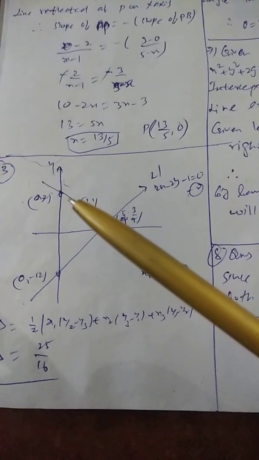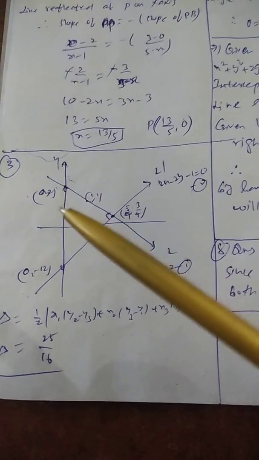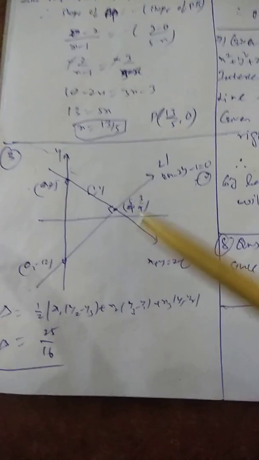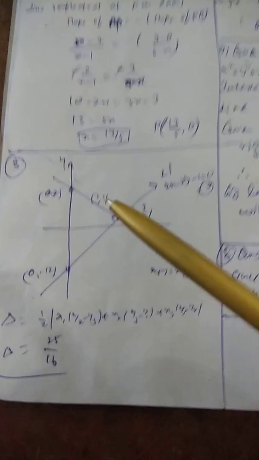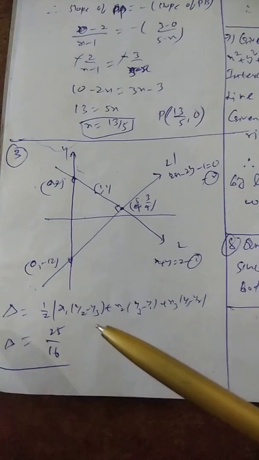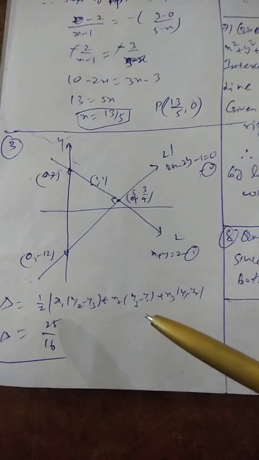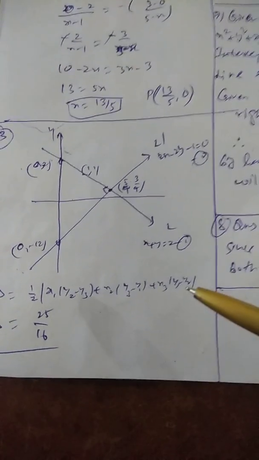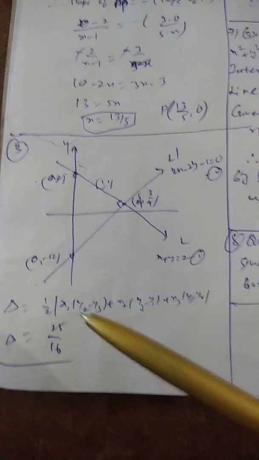Now, the area of the triangle formed by the y-axis and these two lines. The vertices are (0, 2), (0, -12) and (5/4, 3/4). Using the formula, area of triangle is 1/2 of x1(y2 minus y3) plus x2(y3 minus y1) plus x3(y1 minus y2). We'll get the area of the triangle as 25/16.